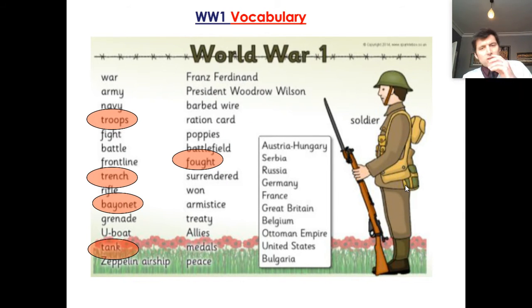Okay, guys, now on your pack, you've got some World War One language that I'd like you just to have a think about which one you'd like to select. And try and select 5 words that you want to include. So I've selected troops, forts, trench, bayonet, and tank. And when I'm writing my sonnet and compiling my sonnet, I'm thinking how I can use these different language points in my writing.